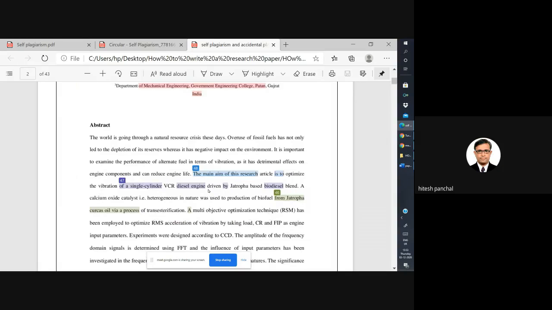So what I can do here is change the main aim of the research article to say the primary investigation of the research article. If you put such kind of words, definitely your sentence will be easily changed but your meaning remains the same. But this is only possible if you get accidental plagiarism. Okay, here you can see, this kind of manuscript is okay.